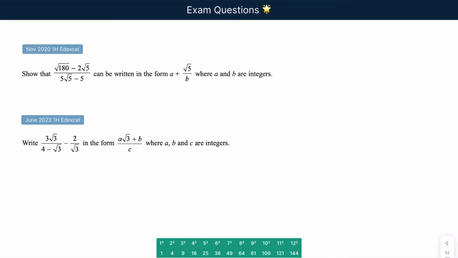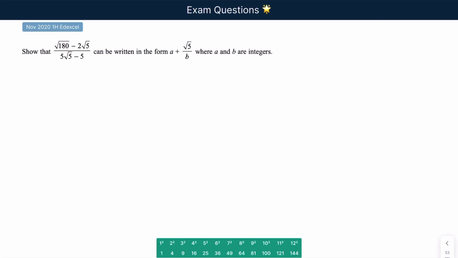And finally, we're going to look at two real difficult exam questions to wrap things up. So at this point, feel free to press pause and have a go at both of these examples yourself, and then I'll go through them both. So starting with this one first. So we want this to be rewritten in the form a plus root 5 over b, and that is fine.